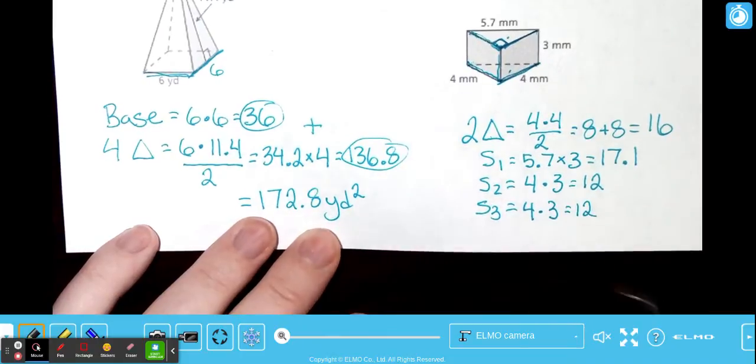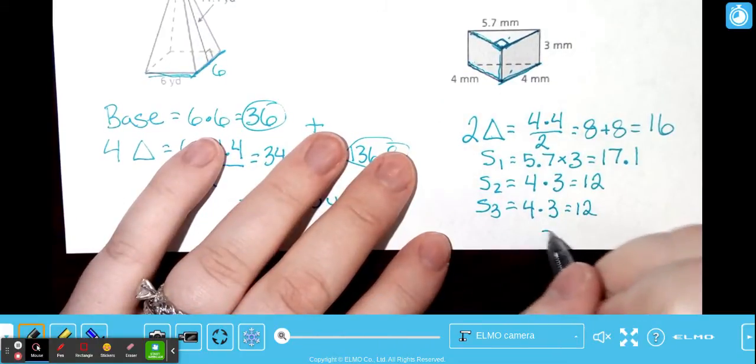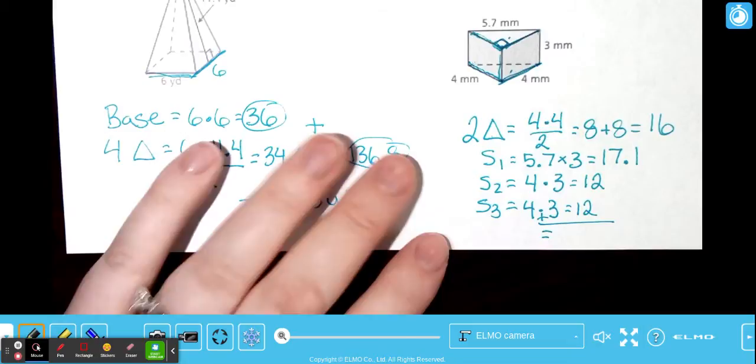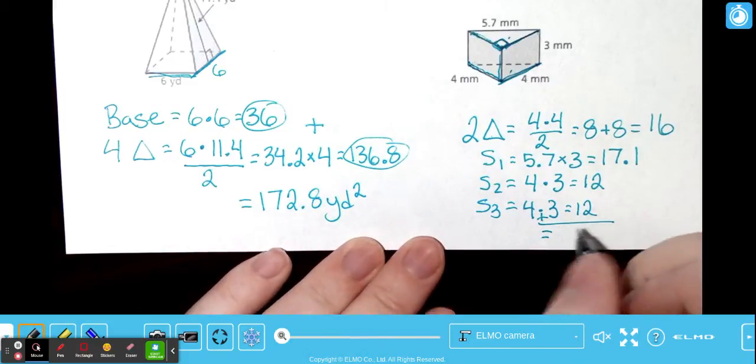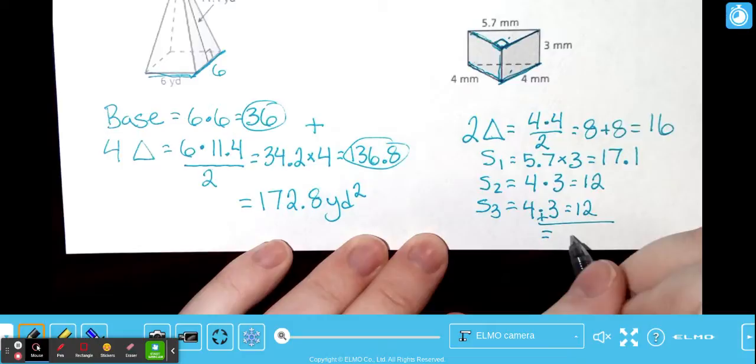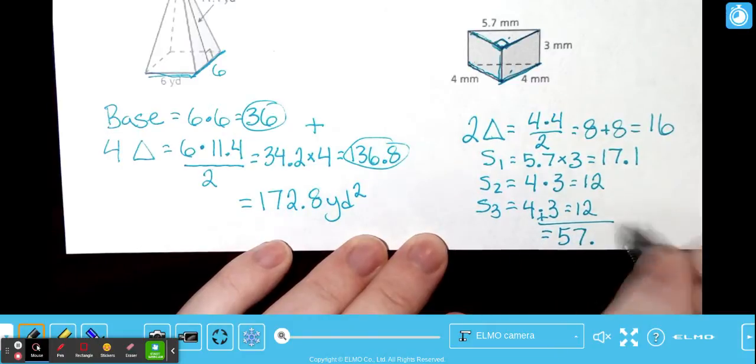Am I done? No. Now we need to add them all up. So 16 plus 17.1 plus 12 plus 12 is 57.1 millimeters squared.